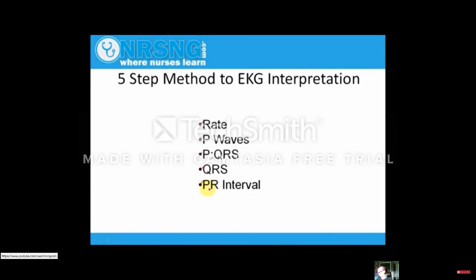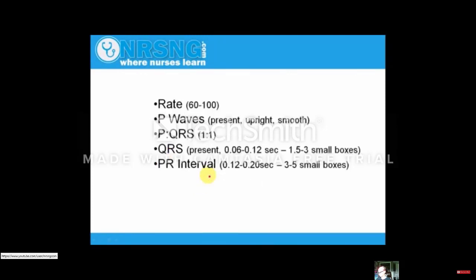So our normal rate is going to be 60 to 100 beats per minute. And we already talked about what we might be looking at with our heart rate. So normal rate, 60 to 100 beats per minute. Anything below or above that is an abnormal EKG.